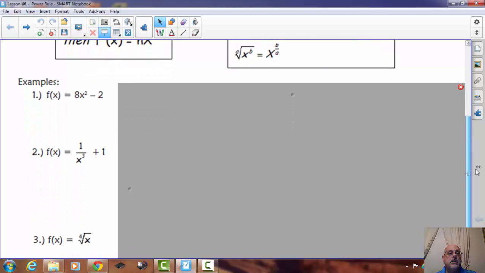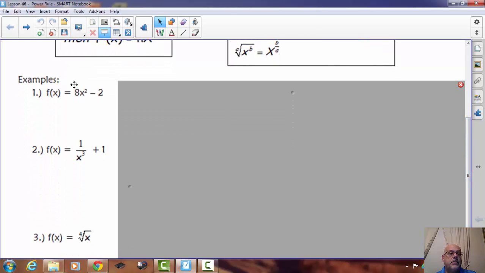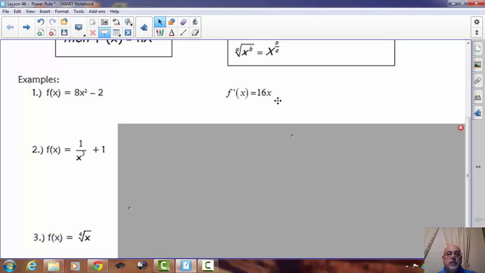Let's take a look at a couple of functions. F of x equals 8x squared minus 2. You cannot take the derivative of a constant, a number. You can only take a derivative of a term that has a variable in it, an x in it. So the power rule says you take the exponent of 2, multiply it by the coefficient of 8, you get 16. Then I go back to this exponent of 2 and subtract 1. So the derivative of that function is merely 16x. 8 times 2 is 16. 2 minus 1 is 1, x to the first.